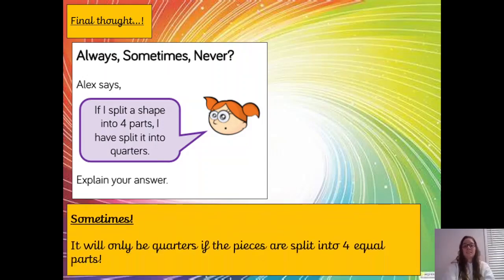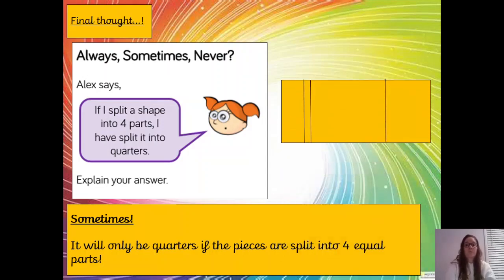Okay, so this is sometimes true. It will only be quarters if the pieces are split into 4 equal parts. I'll show you an example. This is my rectangle and I have split it into 4 parts. Are they quarters? No, because this bit here is much bigger than this bit here. They're not equal. If I had split them into 4 equal parts, they would be quarters. So always be really careful when you're thinking and working with fractions that you're looking at equal parts.